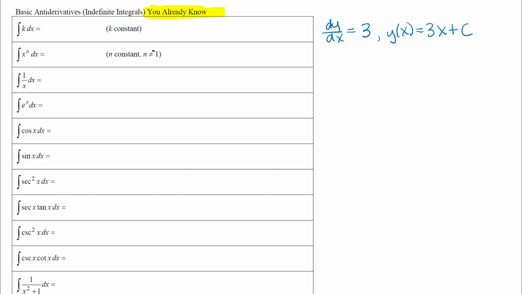All right, so our rule here is that whatever that constant is, if I'm finding an antiderivative with respect to x, I will just get that constant times x plus c. So kx plus c. All right, the next one here is for power.